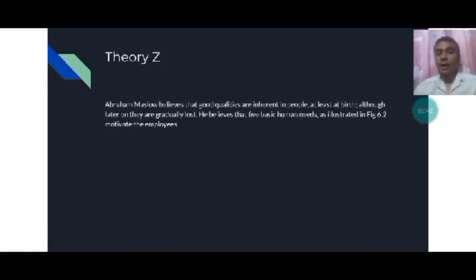Theory Z. Abraham Maslow believed that good qualities are inherent in good people, at least at birth, although later on they are gradually lost. He believes that 5 basic human needs, as illustrated in figure 6.2, motivate the employees.